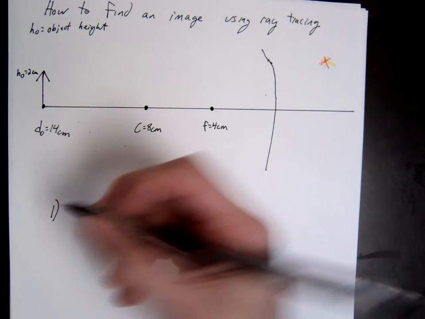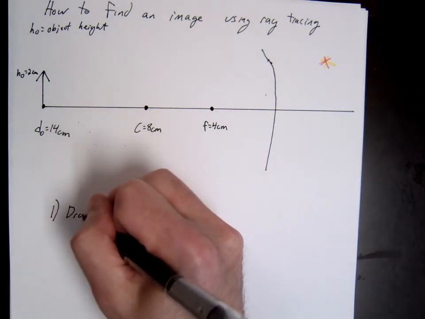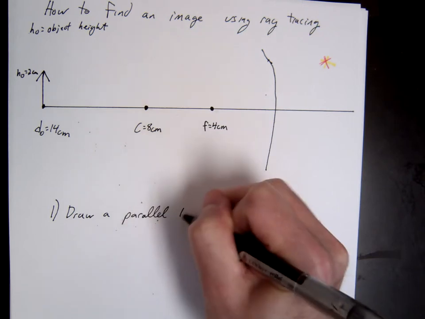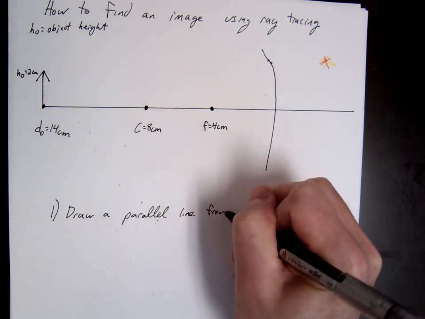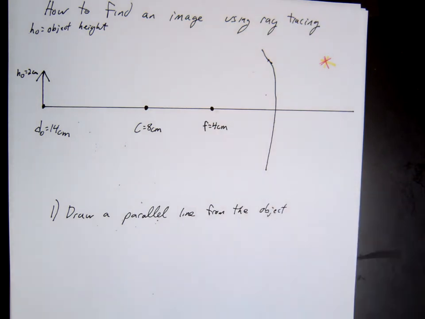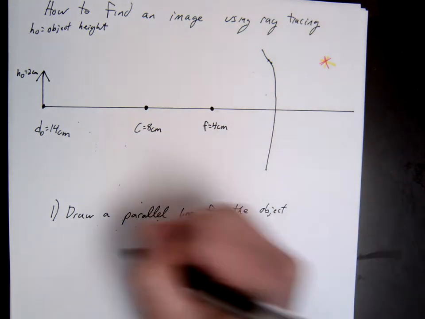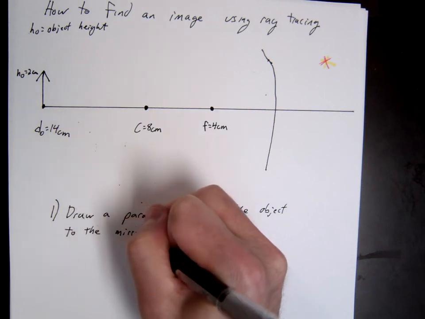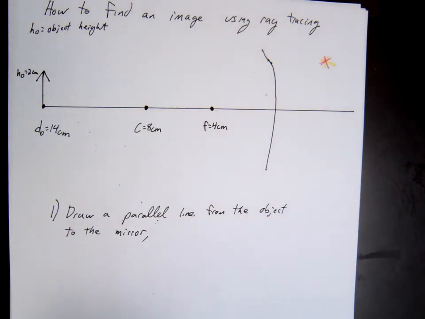Alright, rule number 1 is this. We're going to draw a parallel line from the object to the mirror.